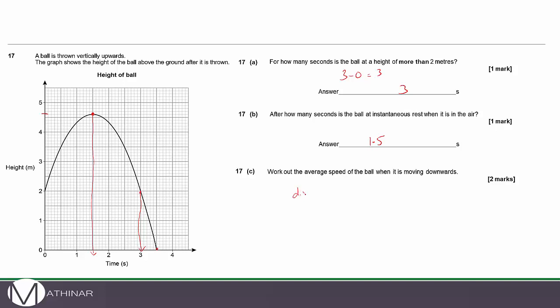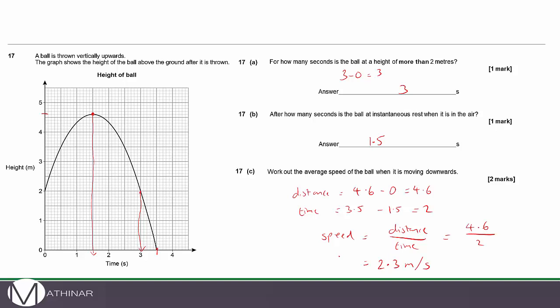So the distance is from a height of 4.6 to a height of 0. So the distance traveled is 4.6. And then the time it's taken is from 1.5 seconds to here, which I would say is 3.5. So 3.5, take away 1.5, which is 2. So speed equals distance divided by time. Distance was 4.6, the time is 2, so your speed will be 2.3 meters per second.